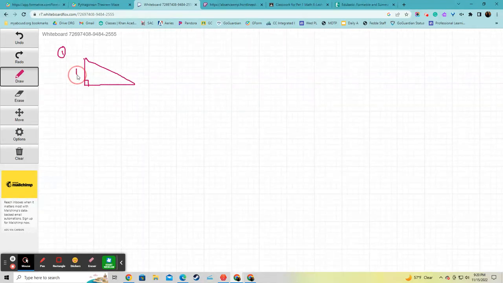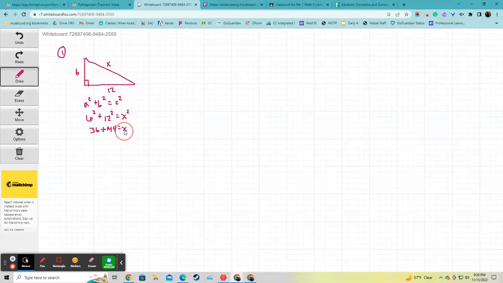And we said it had a leg of 6, a leg of 12, and a hypotenuse of x. Remember, to find the missing side, we're going to use the Pythagorean theorem. So I'm going to go ahead and write that a squared plus b squared equals c squared. I'm going to go ahead and substitute my values. That means 6 squared plus 12 squared is equal to x squared. That means 36 plus 144 is equal to x squared.